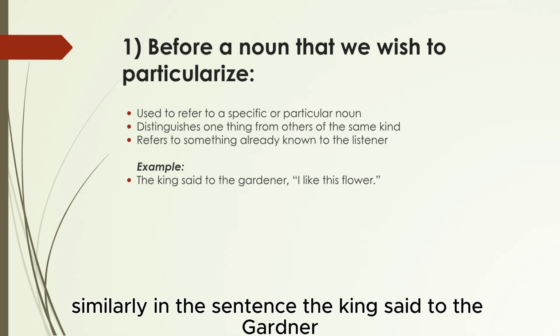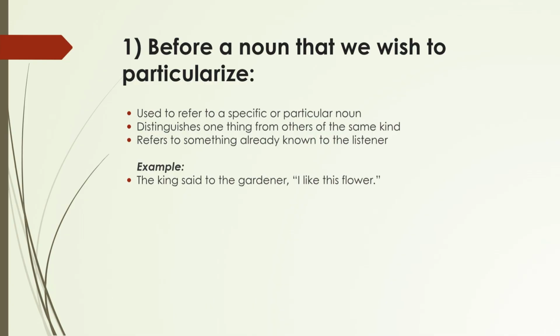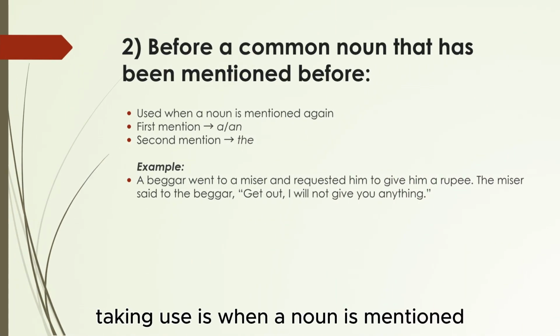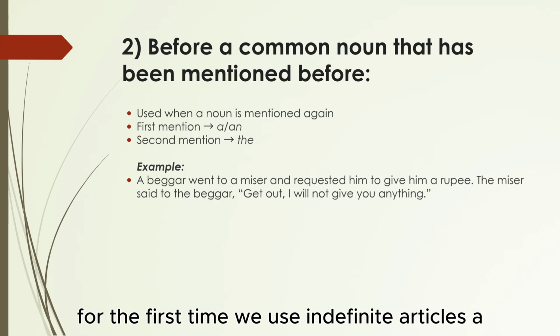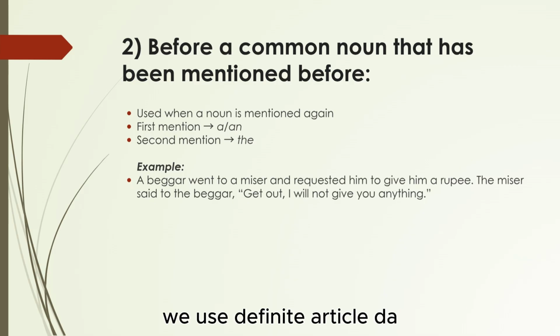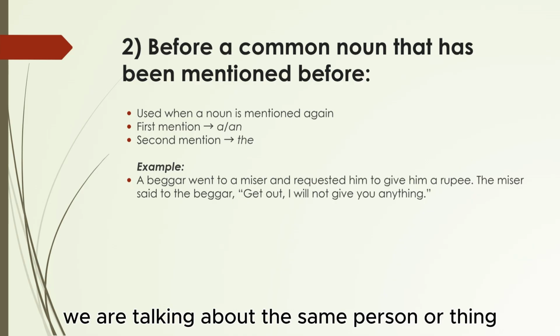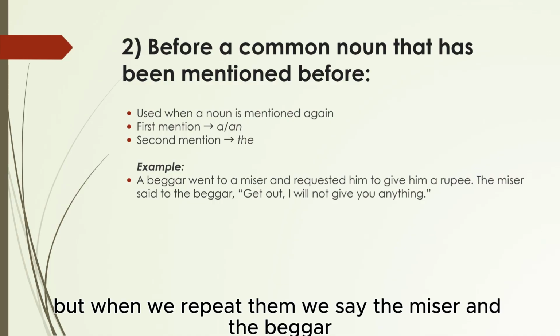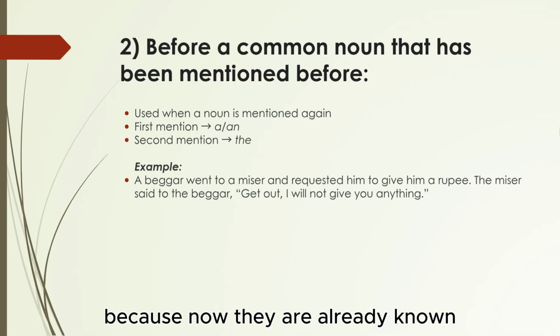Similarly, in the sentence, the king said to the gardener, we are talking about a particular king and a particular gardener. Second use is when a noun is mentioned for the first time, we use indefinite articles a or an. But when we mention the same noun again, we use definite article the. This shows that we are talking about the same person or thing. For example, a beggar met a miser, but when we repeat them, we say the miser and the beggar because now they are already known.